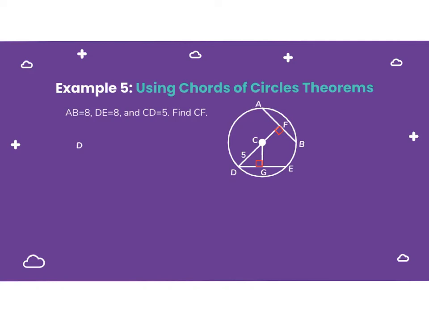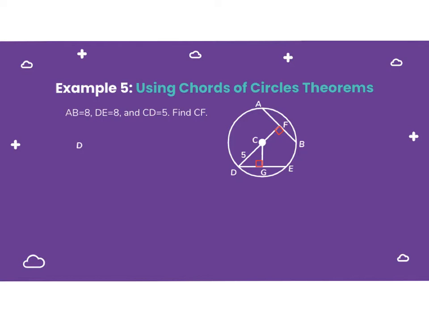Example 5. Using chords of circles theorems. AB equals 8, DE equals 8, and CD equals 5. Find CF. So let's go ahead and label all of the pieces of information that it gives us.